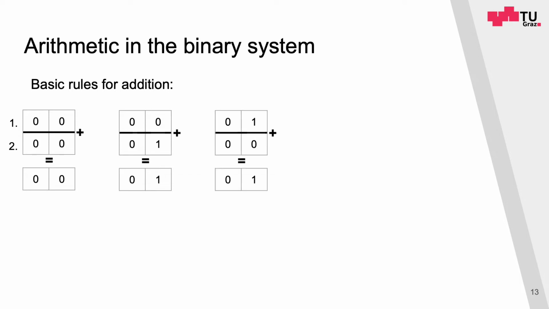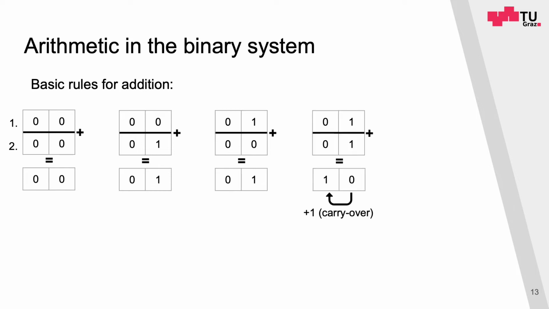We can also switch the numbers around. For example, the first bit of the first binary number is now 1, and the first bit of the second binary number is 0, so we just switched the numbers. Similarly, now we have 1 plus 0, and this is also obviously 1.